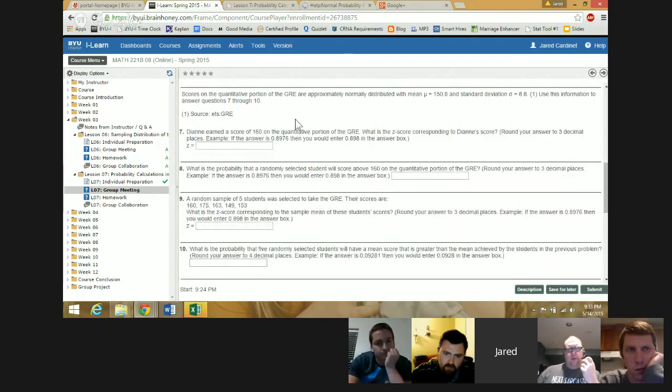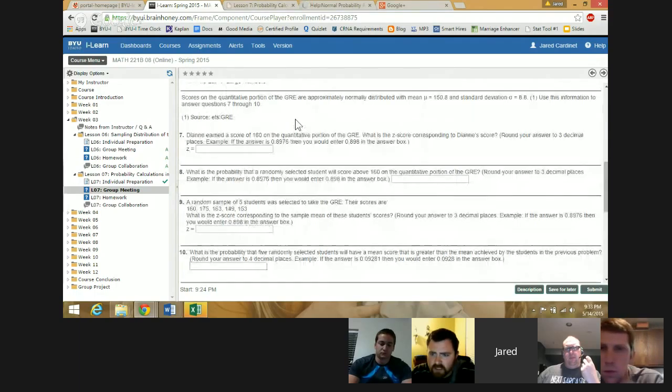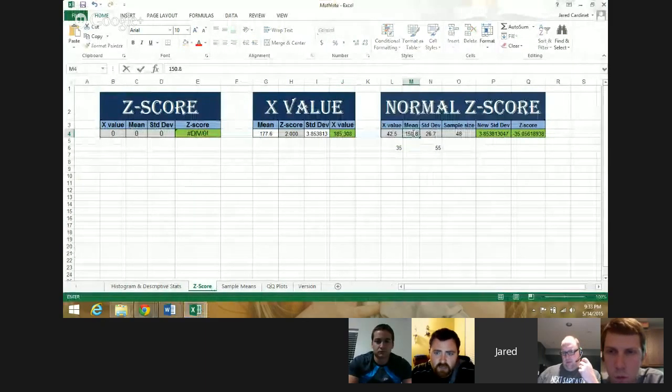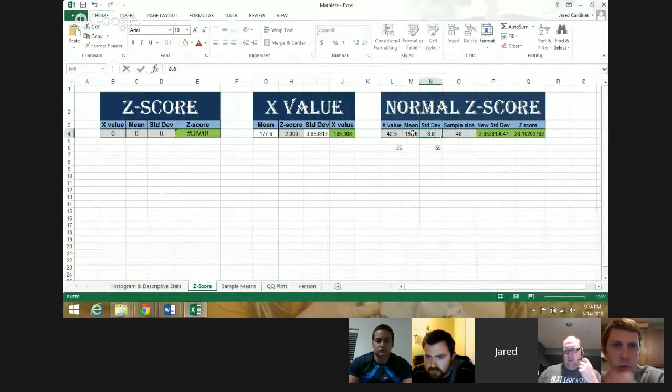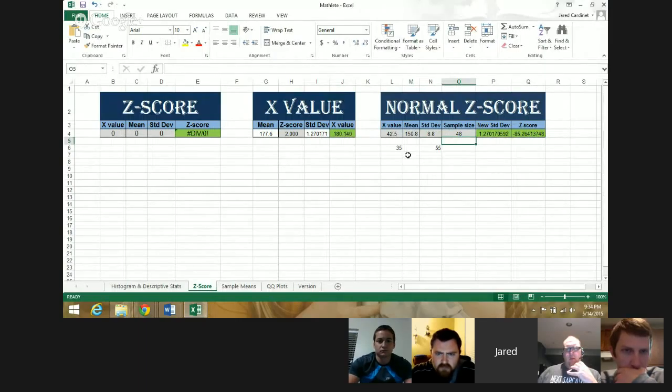Okay. Yeah, I could read the next one, I guess. Scores on the quantitative portion of the GRE are approximately normally distributed with the mean equals 50.8 and standard deviation equals 8.8. Use this information to answer questions 7 to 10. Source: ETS GRE.